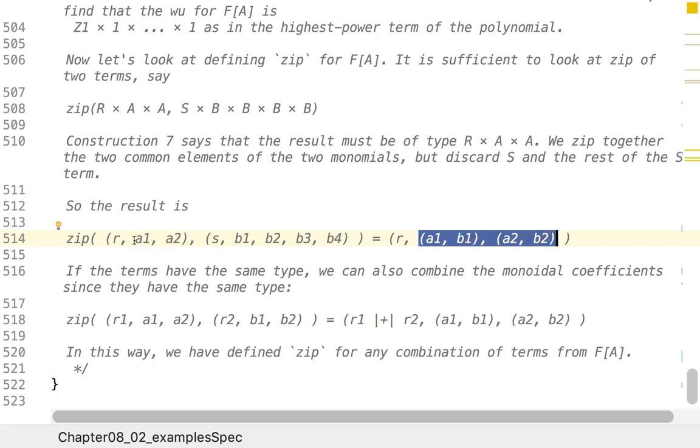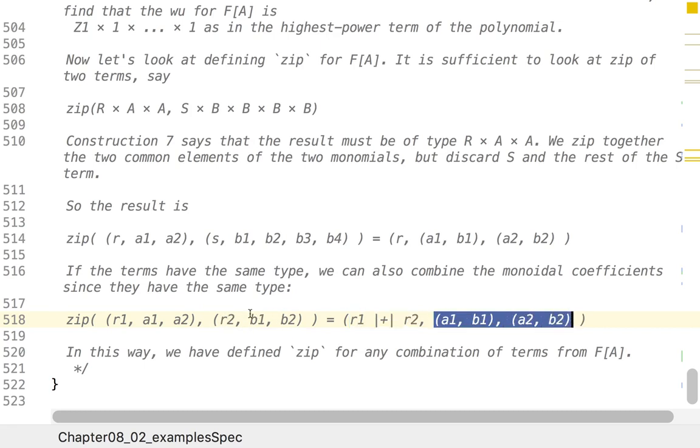So we treat them as lists, and we zip them together as lists, so we cut the longer list when we do that, and we discard the coefficient at the longer list also. We keep the coefficient at the shorter list. If the two lists are of the same length, we don't discard this. We use the monoidal operation on the coefficients, and we just zip the lists as before.